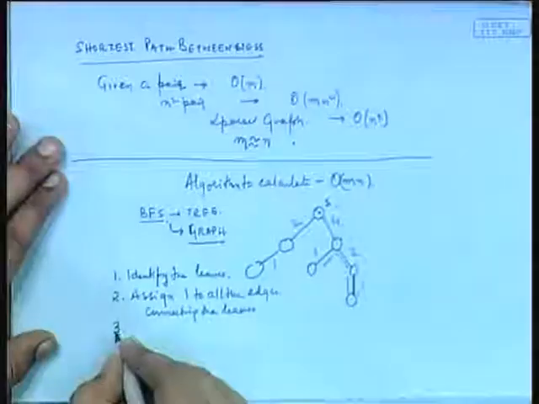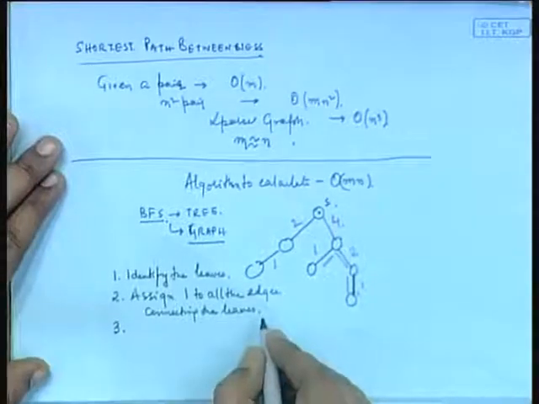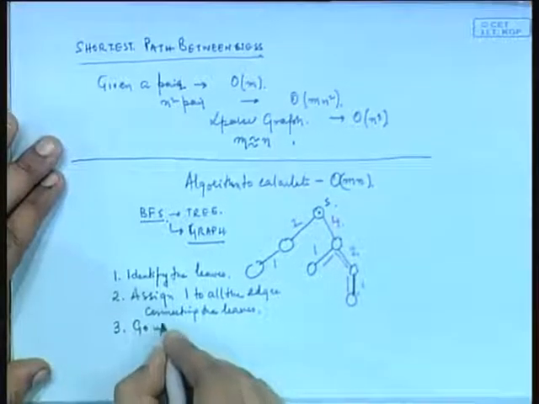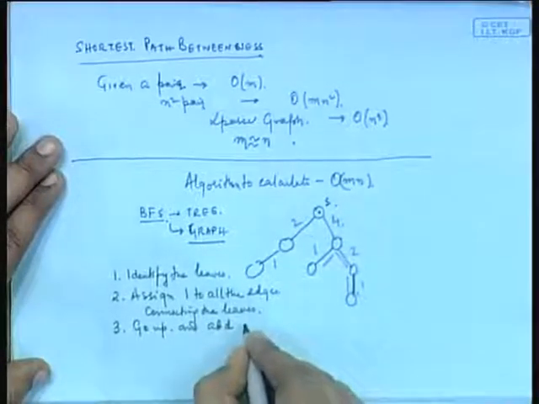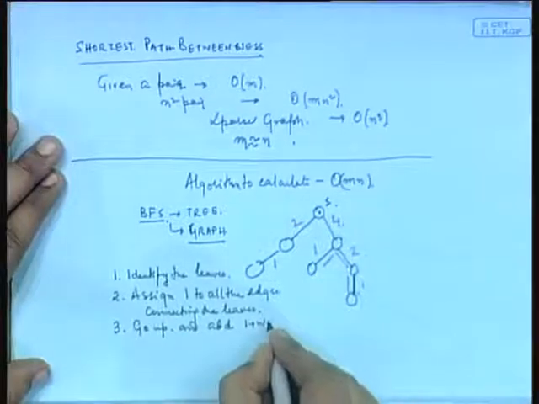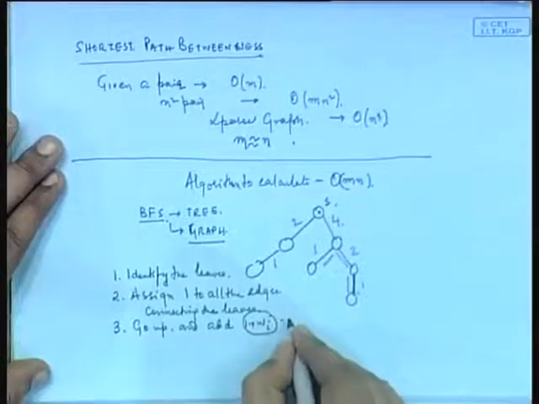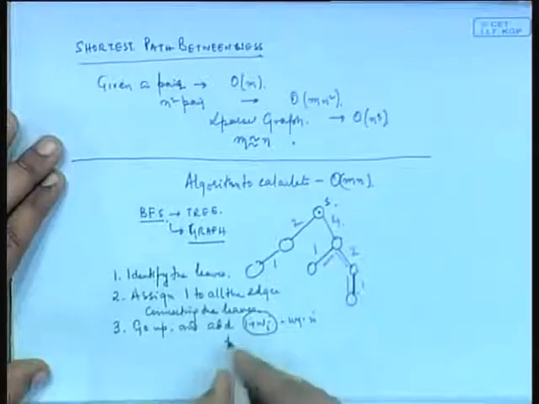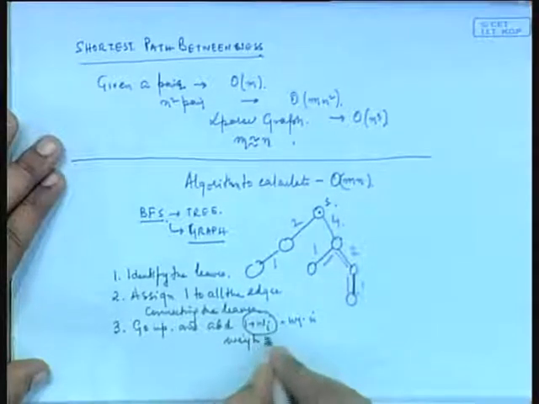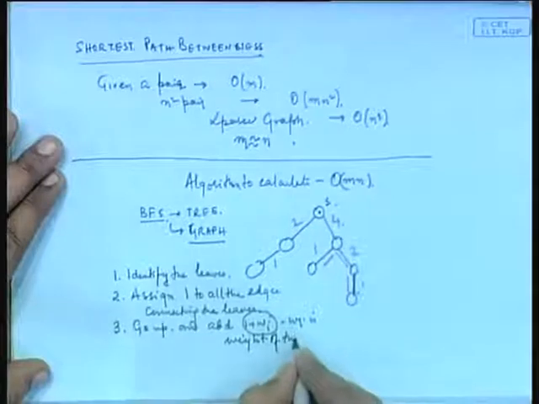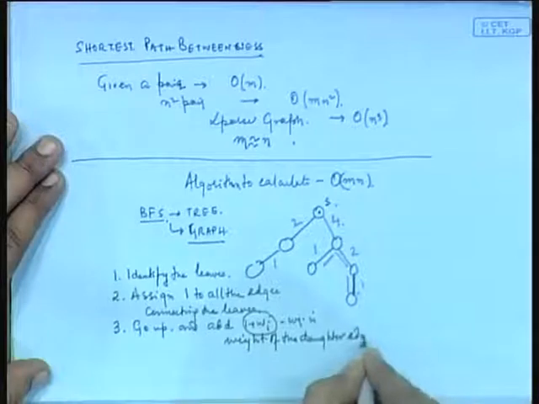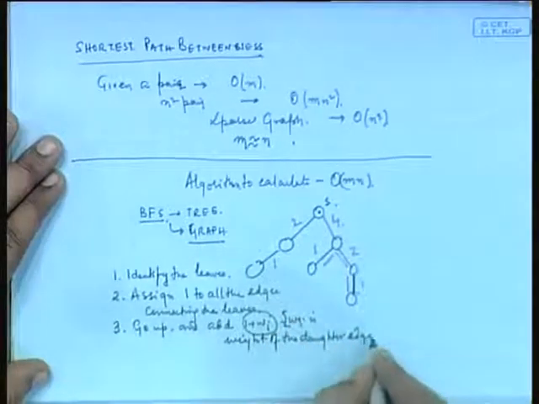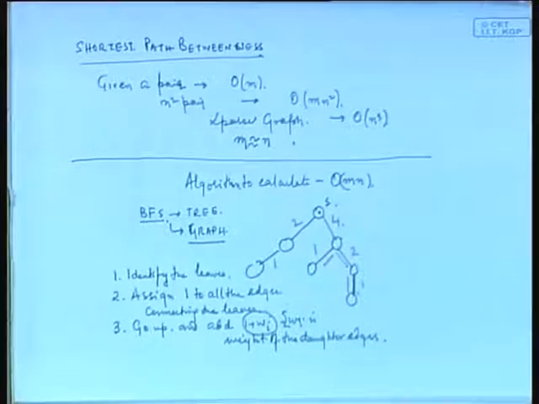So then 3 is: assign 1 to all the edges and go up and add 1 plus the summation of W i, where W i is the weight of the dotted edges. So you just sum over the dotted edges.